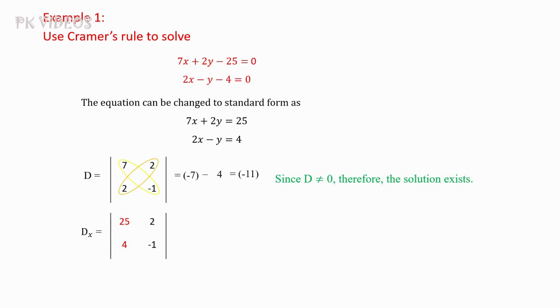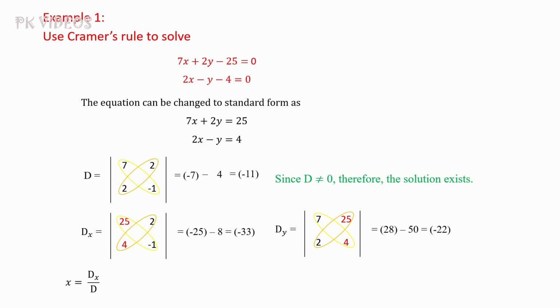Now we find dx by replacing the coefficient of x in the first column with the constant. We get dx as negative 33. We find dy by replacing the coefficient of y, that is the second column, with the constant in the original determinant. We get dy as negative 22.